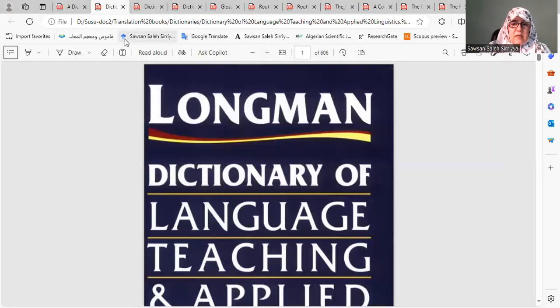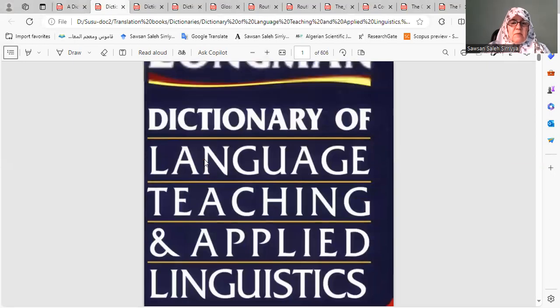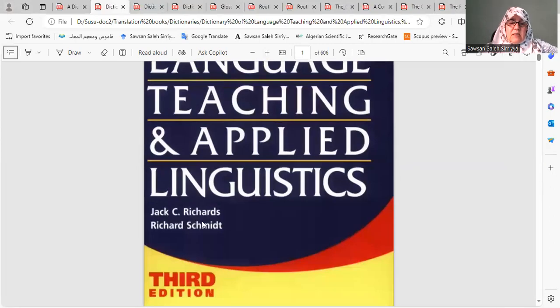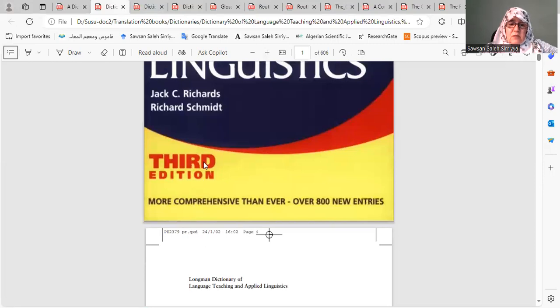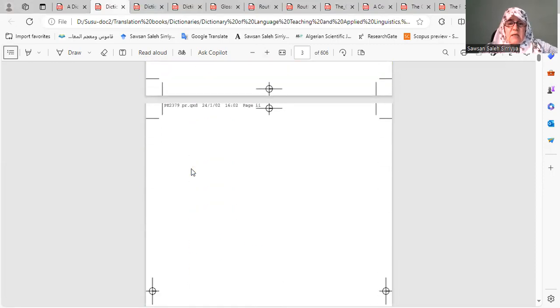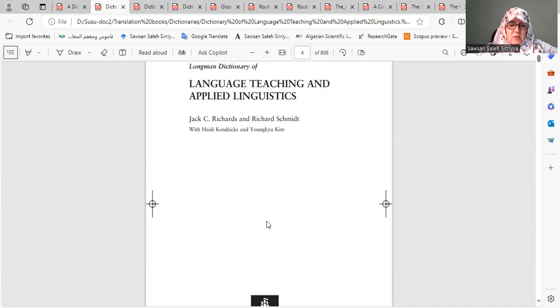If I take another example, this is the Longman Dictionary of Language Teaching and Applied Linguistics. Longman is a very famous publisher. So this is like Longman, like Routledge. Routledge is also a very famous publisher. These are the authors. It is the 3rd edition. Where do I find the city? Again, if it is not written on the first page, this is the title page. You see, this is Longman.